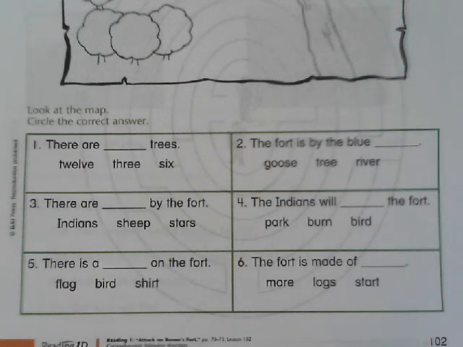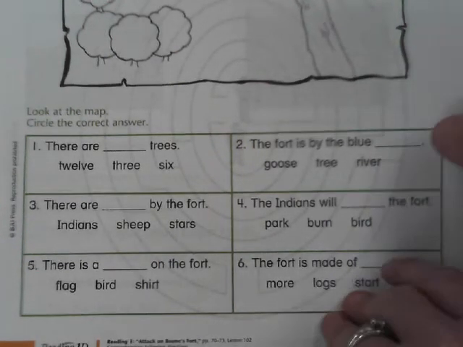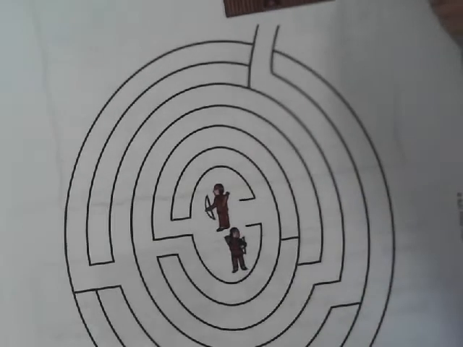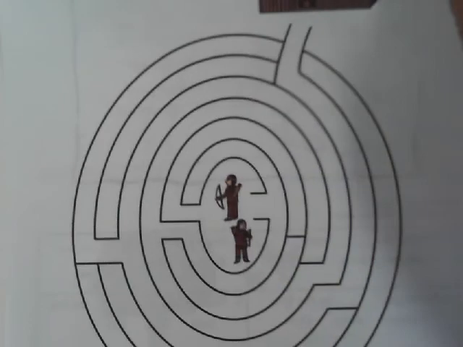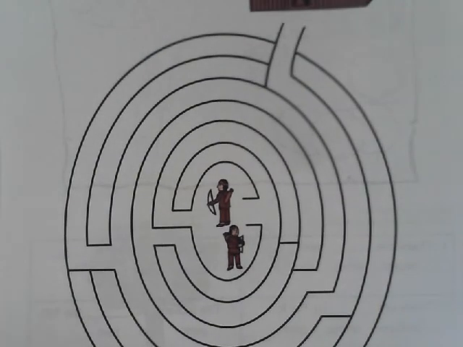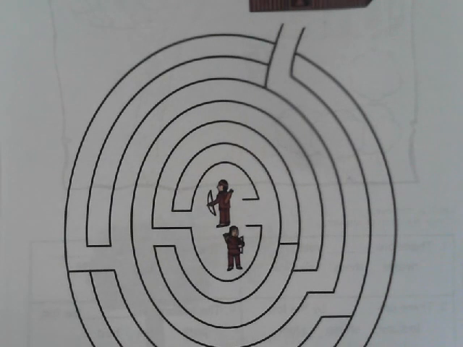Number 5. There is a on the fort. Circle the word that completes the sentence. Then number 6. The fort is made of, and circle your answer. Good, and then on the back side today for fun, you get to trace the path that the Indians will use to get to Boone's fort, like a little maze there. Right. Thank you. Good job.